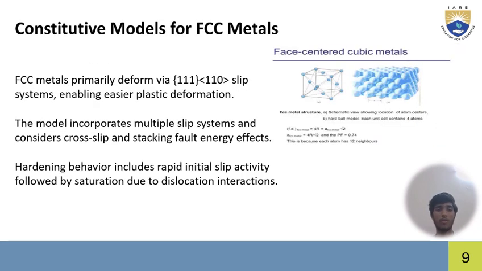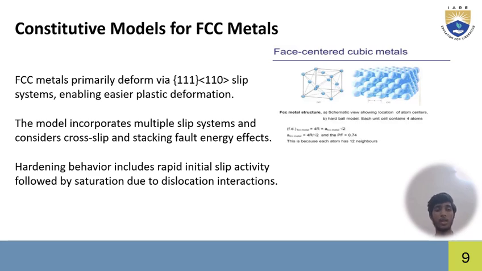Constitutive models for FCC metals. FCC metals primarily deform via slip systems enabling easier plastic deformation. The model incorporates multiple slip systems and considers cross slip and stacking fault energy effects. Hardening behavior includes rapid initial slip activity followed by saturation due to dislocation interactions.